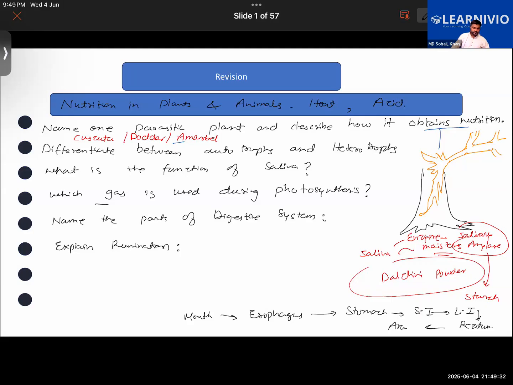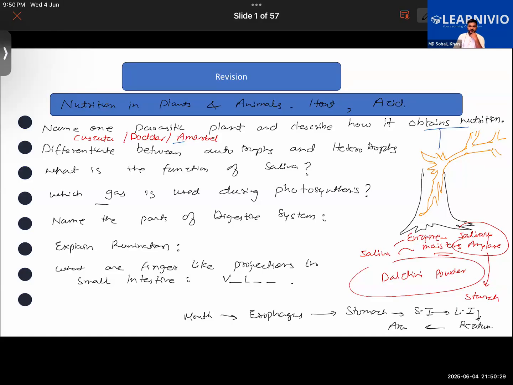Explain rumination. Anyone? Salman, what is rumination? Halima, in fact, you had a doubt about rumination in the last class, no? I think it got cleared. You had a question about this. So rumination, what is it?